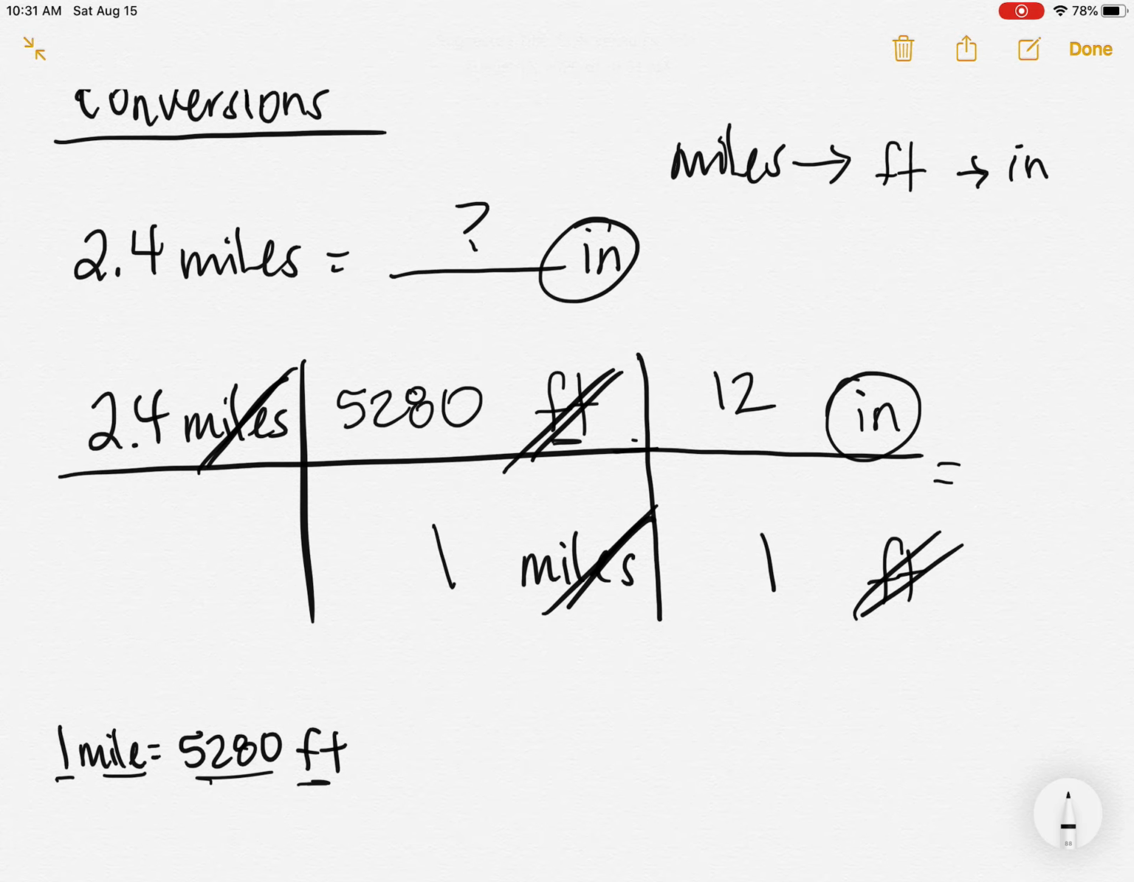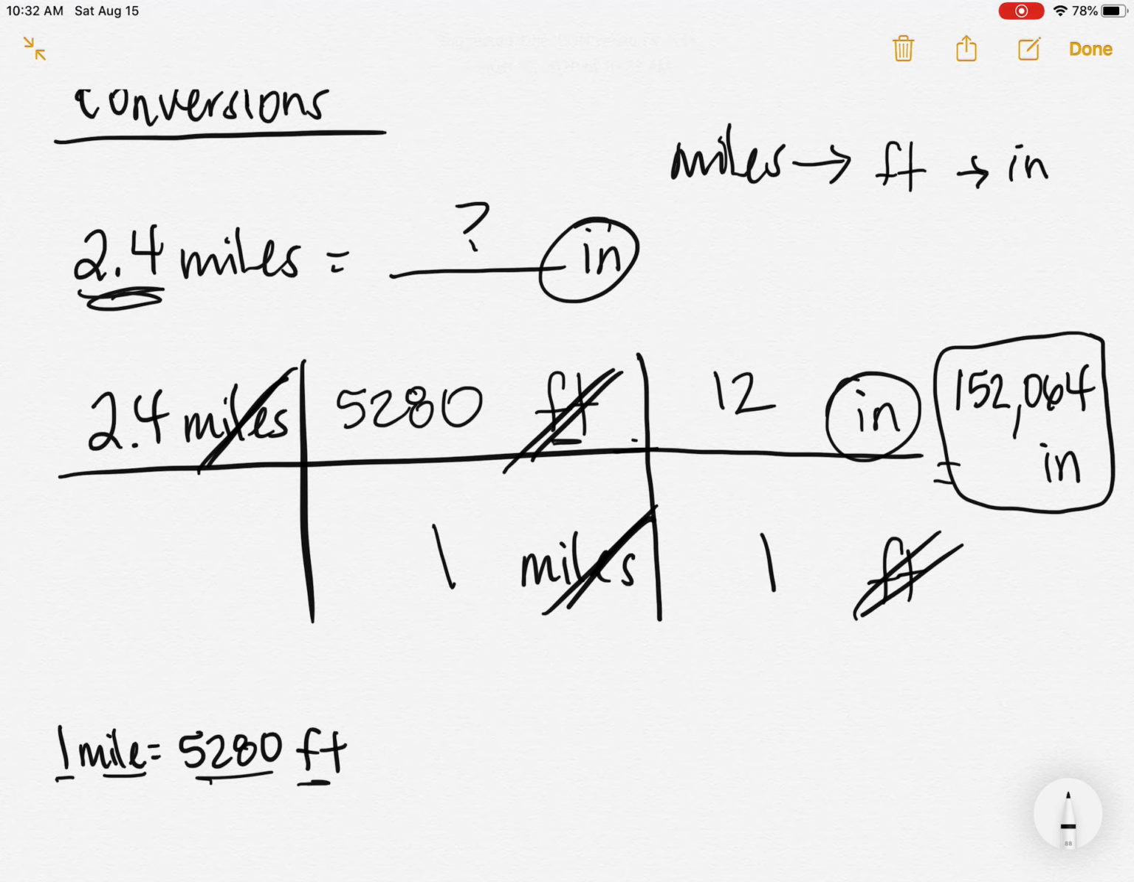So in this case, the numbers are all in the numerator other than the ones, so that means I'm going to multiply. So this number is going to be rather large. So 2.4 times 5,280 times 12, it's going to give us a big number. I can barely fit it in here. 152,064 inches is my final answer. Now that's a big number, and you should ask yourself, does that number make sense? And it does, because think about how small an inch is. There's going to be a whole lot of inches in 2.4 miles. So the answer does make sense to us in this case.